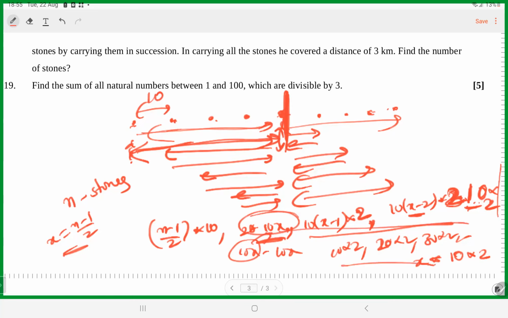So there are two AP sequences. Or you can say that instead of 2 into 10 into x, you can take 4 into 10 into x, 4 into 10 into x minus 1, and so on, will be equal to how much? 3000, right? Then you will find out x from here. So this will be in AP. You will find out x from here. Once you know x, x equal to n minus 1 by 2. From that you can find out n value.